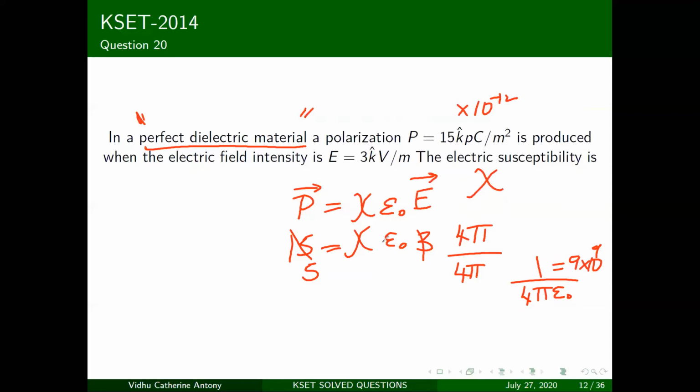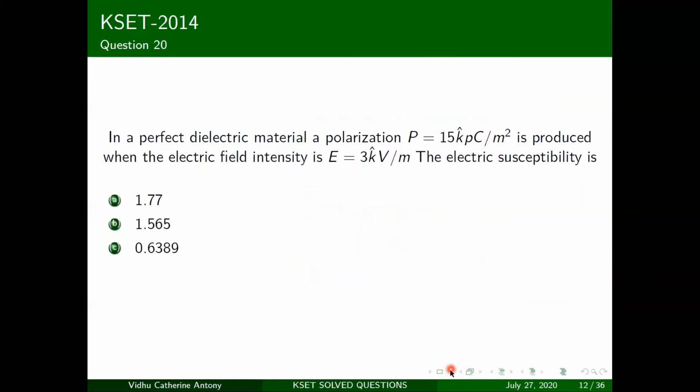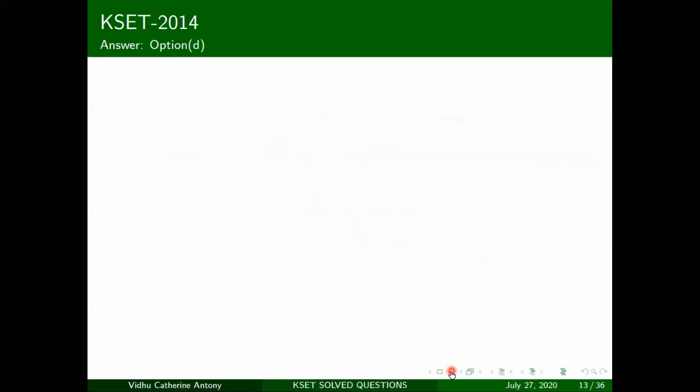Okay, so it's like trying to shorten things up instead of writing epsilon naught as 8.85 or something like that and then trying to calculate it. You can try and do this. Okay, so it's just formula substitution. There's not much concepts involved in here.